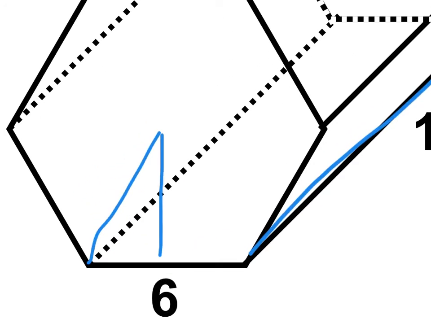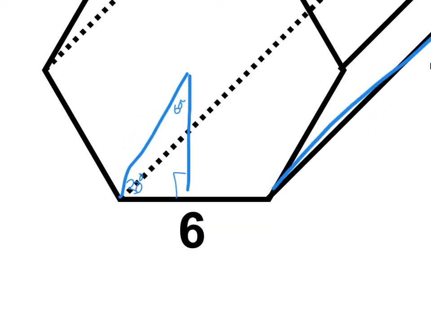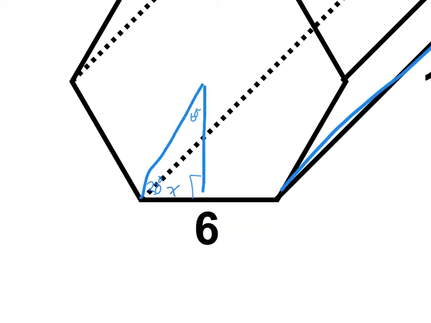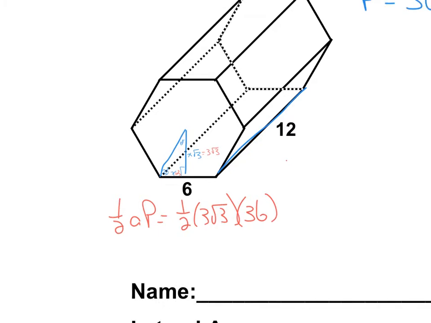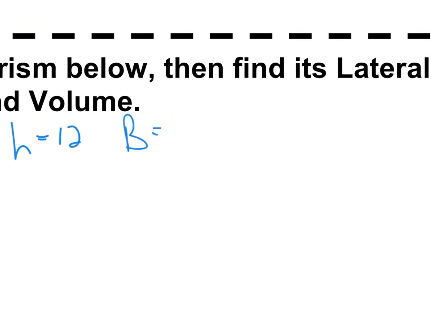I know that this is a 30, 60, 90 triangle. And if that's the case, I know this side is x, and this is x square root of 3. Well, if the whole bottom's 6, that means this x is 3, and that gives me my apothem to be 3 square roots of 3. Now, if you remember, the area is 1/2 of the apothem times the perimeter. That's 1/2 of 3 square roots of 3 times 36, which you already knew. And when I multiply all this together, I get 54 square roots of 3.